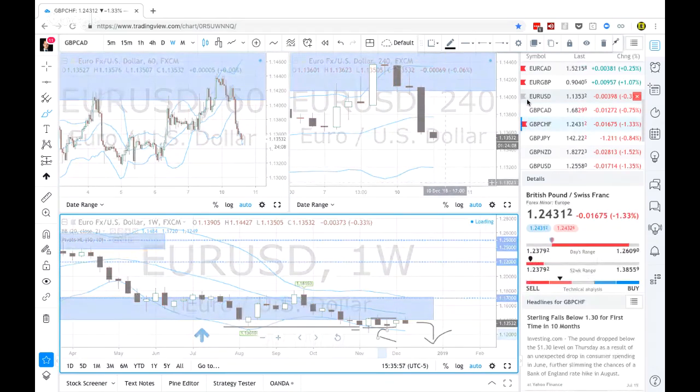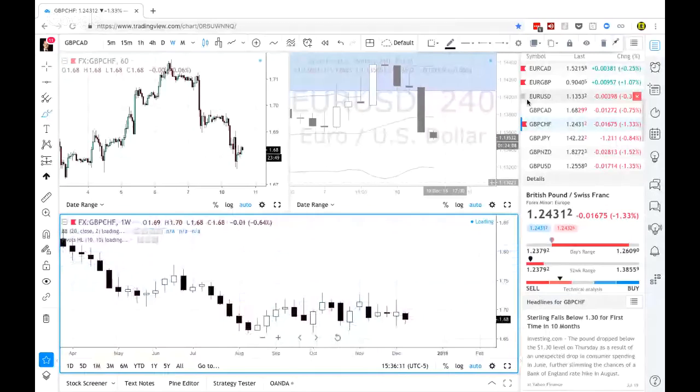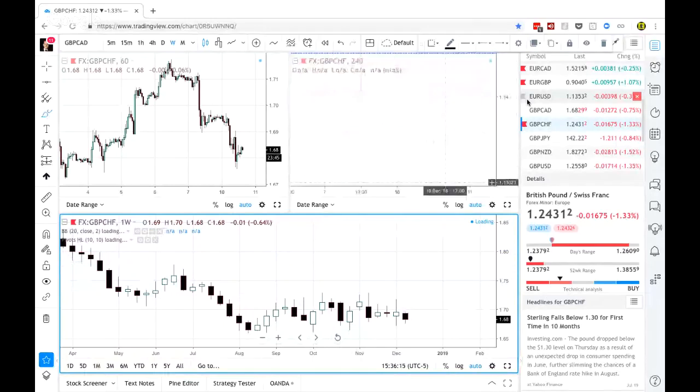Next pair is GBP CHF. Ralph, what's up? GBP CHF is not loading. That's crazy, guys. I'm not sure why this is so slow, because I did a Wi-Fi speed test before. The stats were good, but that's in theory. In practice, it's different. I don't know why.